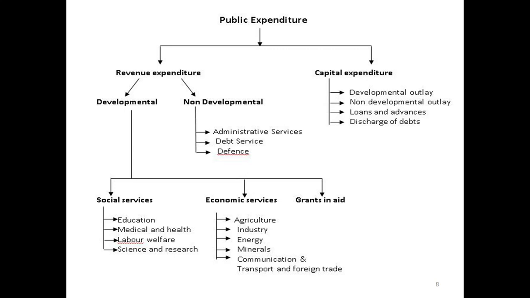In revenue expenditure, we have two parts: development and non-development. In non-development, we have administrative service, debt service, and defense. That is the amount of money we spend for administrative services, debt services, and defense. So it is in non-development. When it goes to developmental, we have social services, economic services, and grants in aid.